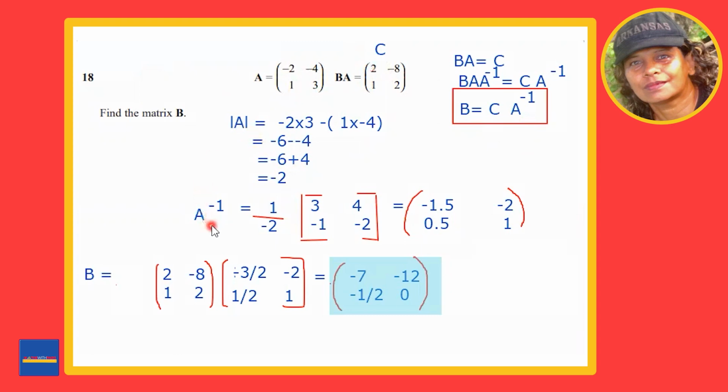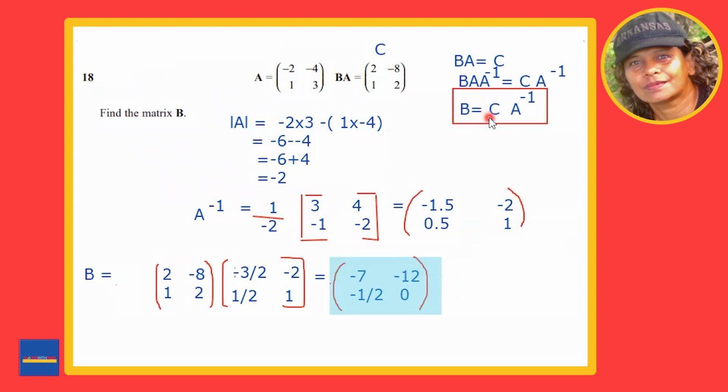In order to find A inverse, we divide by the determinant of A, so that's 1 over minus 2, and then we exchange minus 2 and 3, and we change the signs of minus 4 and 1, so we end up with 4 and minus 1. And remember, you have a minus half outside. If you multiply each of the terms by minus half, you end up with these terms. And so now you have A inverse.